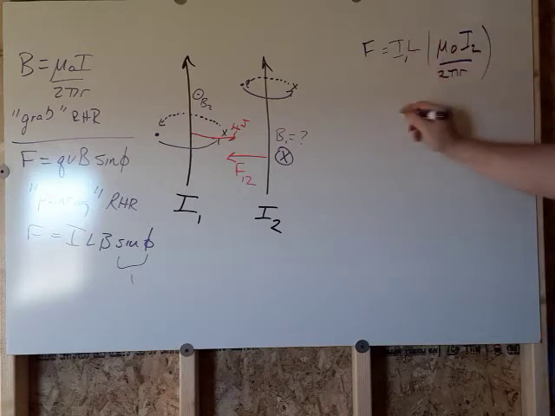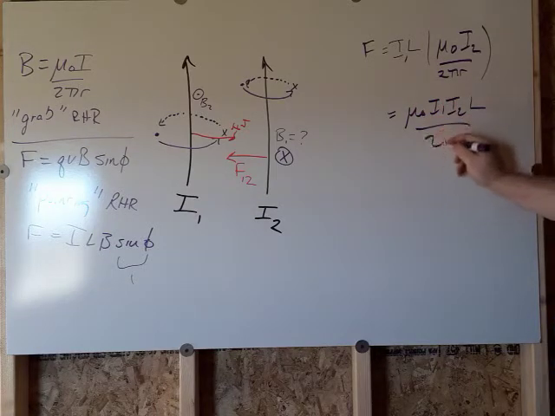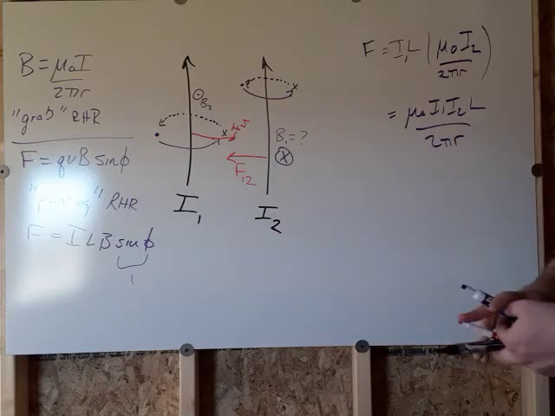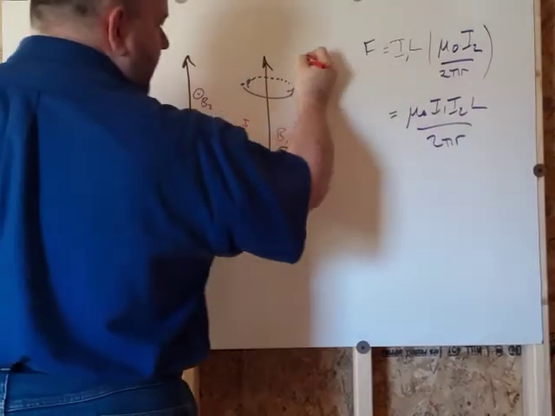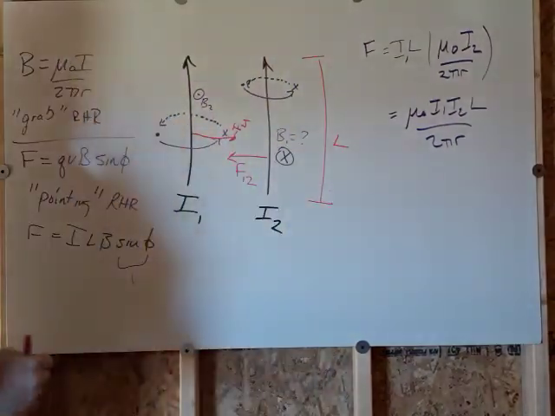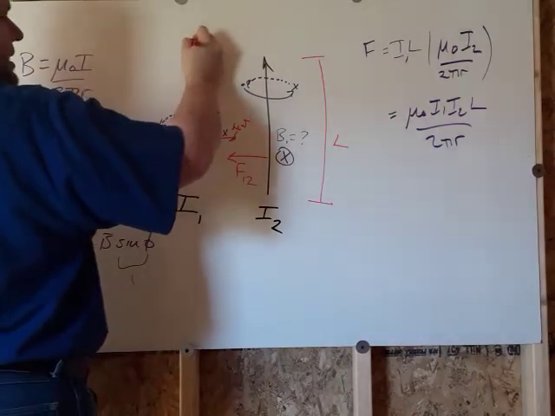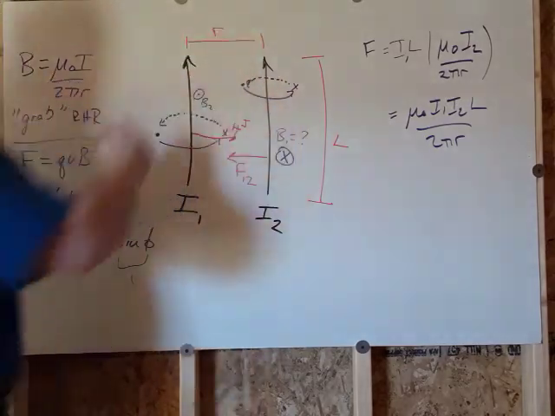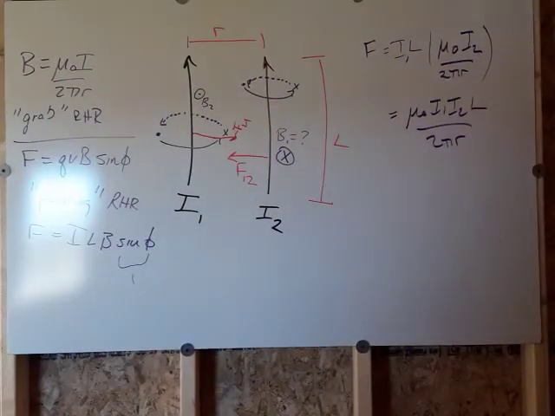And then you just rearrange things. Mu naught I1 I2 L over 2 pi r. And this should be symmetric. So we'll have this distance is your L, it's the length of the wire that feels the force, and R is going to be the distance between the wires, because that's the radius from the source of the field to the point you care about.